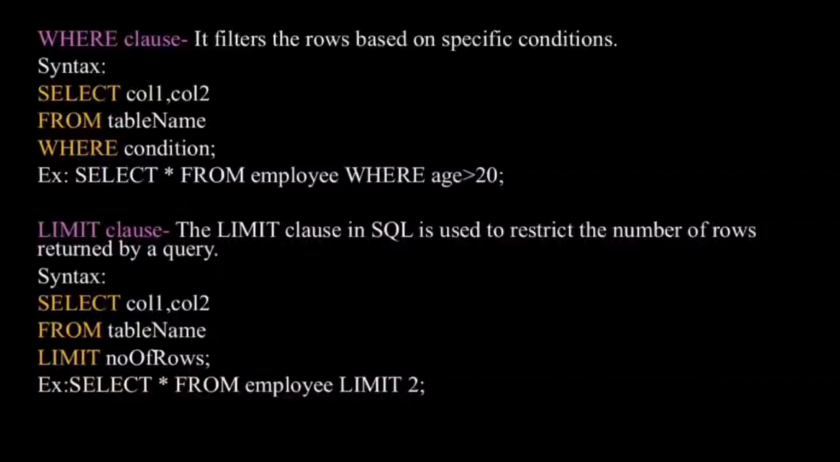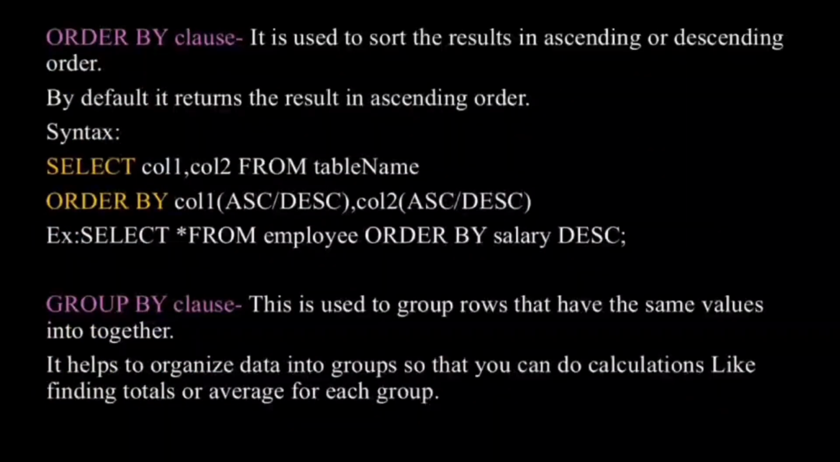Let's discuss how the LIMIT clause works. When you use the LIMIT clause, you specify a number n which determines how many rows you want to retrieve. So the syntax is: SELECT column 1, column 2 FROM table name LIMIT n. N indicates the number of rows. Example with all columns: SELECT * FROM employee LIMIT 2. This query will return the first 2 rows from the employee table regardless of how many rows are actually in the table.